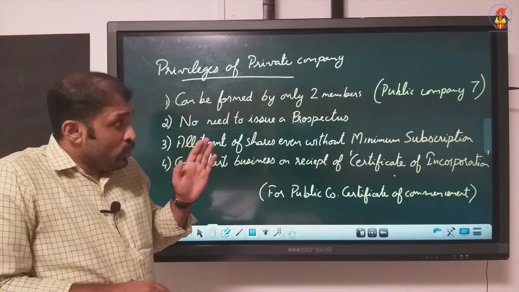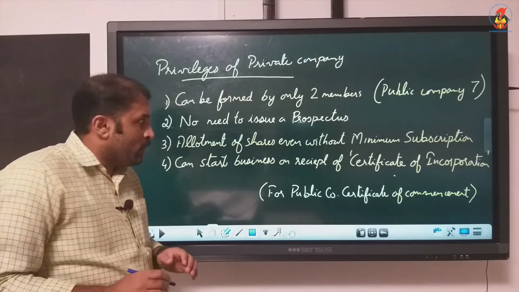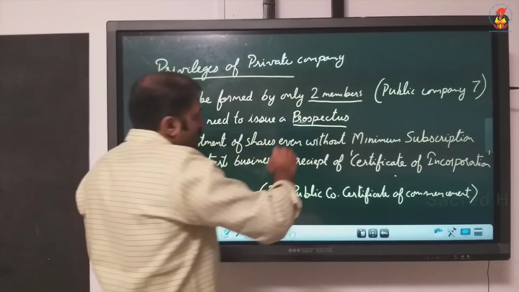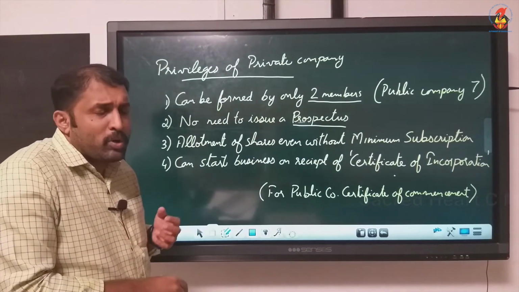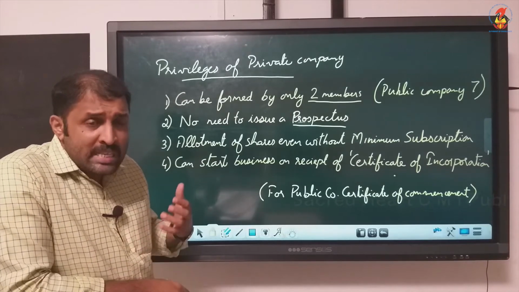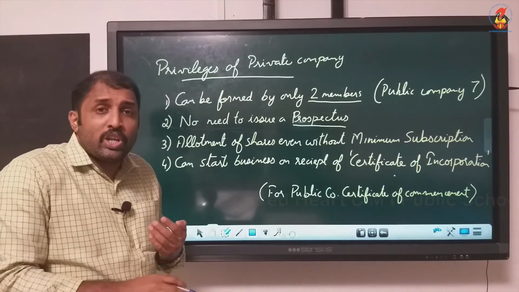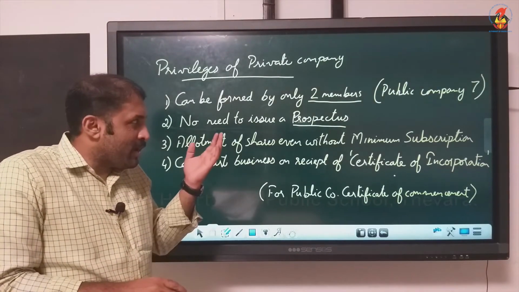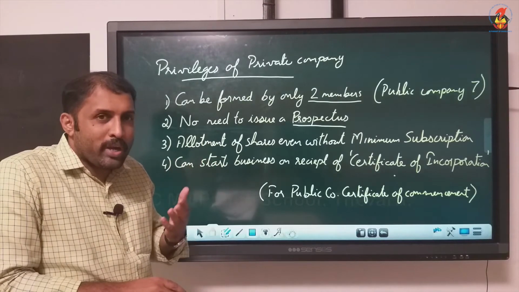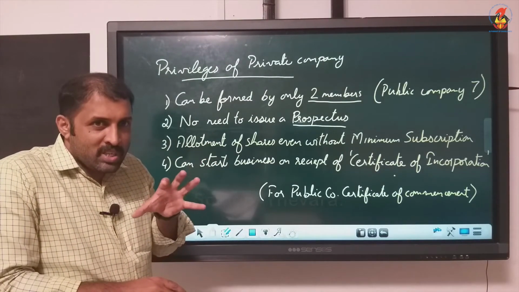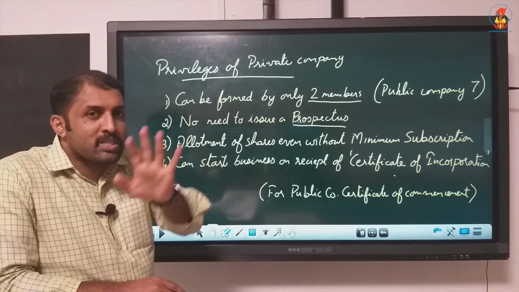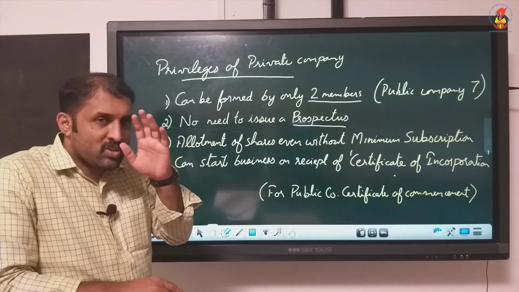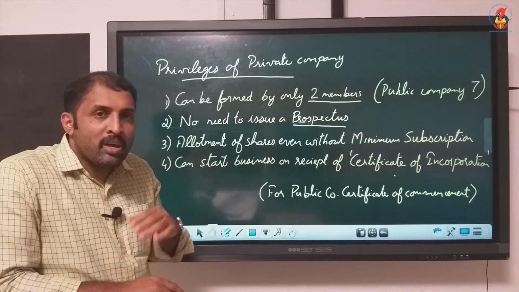Second, there is no need to issue a prospectus. What is a prospectus? A prospectus is an invitation given to the general public to subscribe for shares. In a private company, a prospectus is not required because those who are purchasing are within a closed circle. The general public is not invited, so there is no prospectus required. That is another privilege.